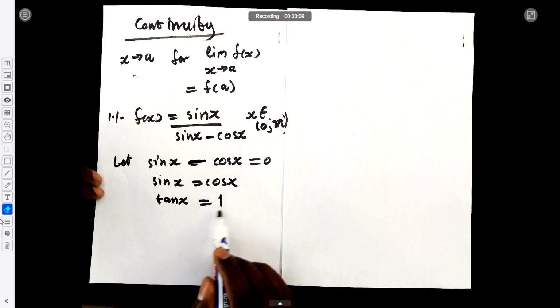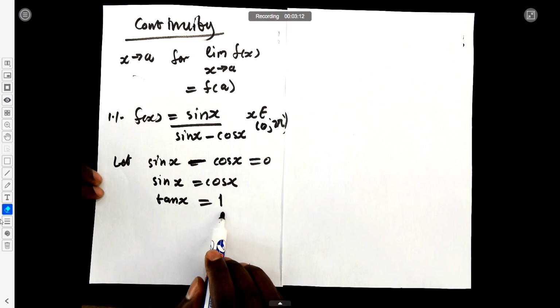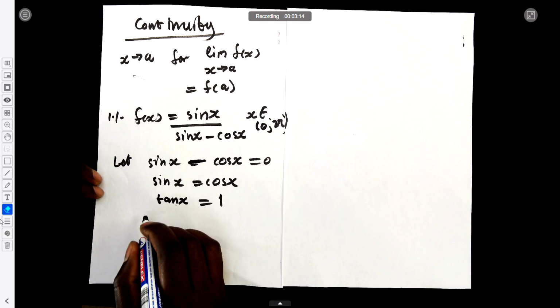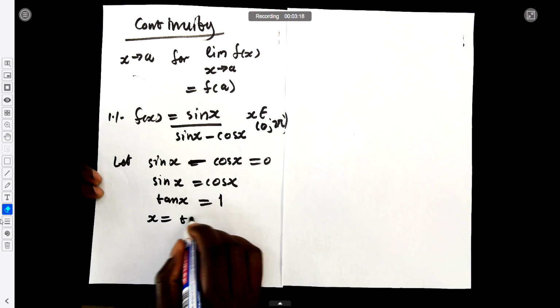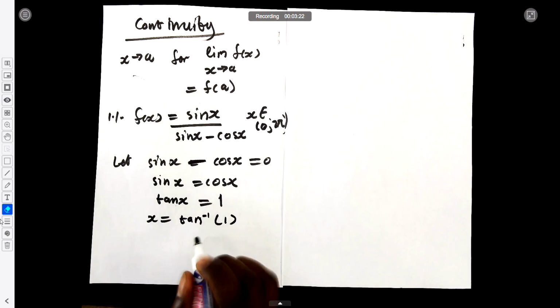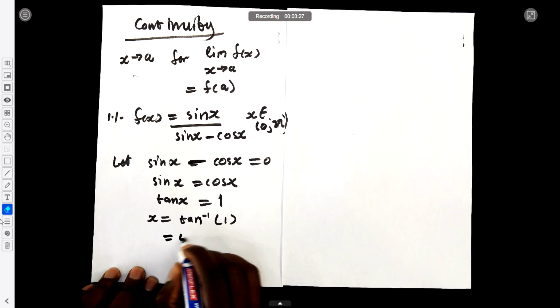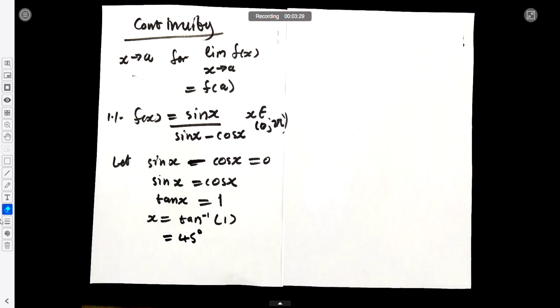Luckily the ratio here is positive, which means the initial reference angle will be our solution. So arc tan of 1, what is the answer? It is 45 degrees. So that is our solution, and again, it is a reference angle.